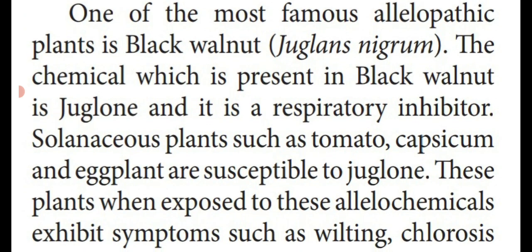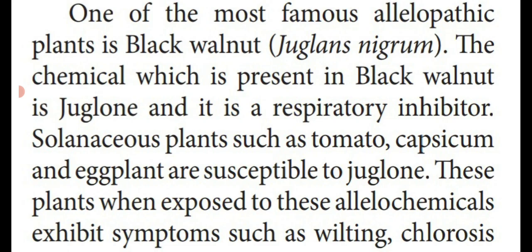So the best example of an allelopathic plant is black walnut, Juglans nigra. It is an important 1 more question: write the example of allelopathy. The allelochemical from the black walnut is juglone. It is a respiratory inhibitor.